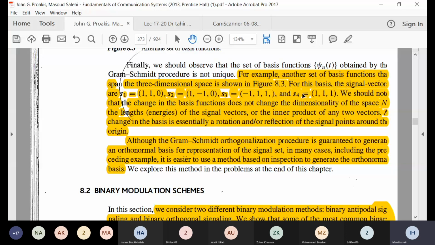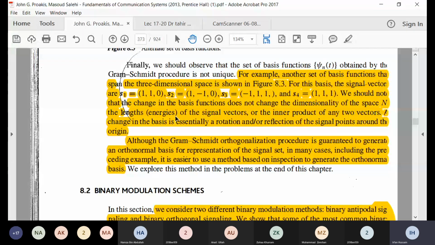So you can just calculate. You know S4 comes out to be 111, and you can basically check that again. You just require 3 orthonormal vectors to represent the 4 signals. The dimensionality does not change with the change of orthonormal vectors. Again, you can see that the length of the vectors, or the energies, do not change.